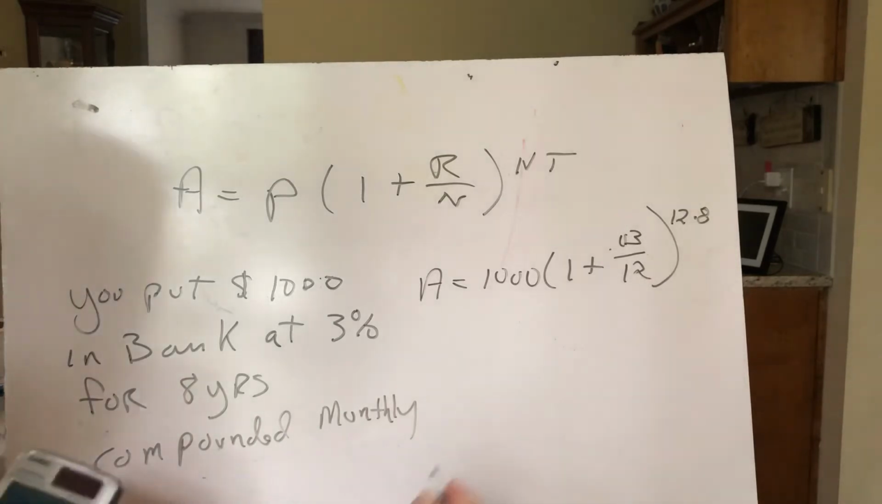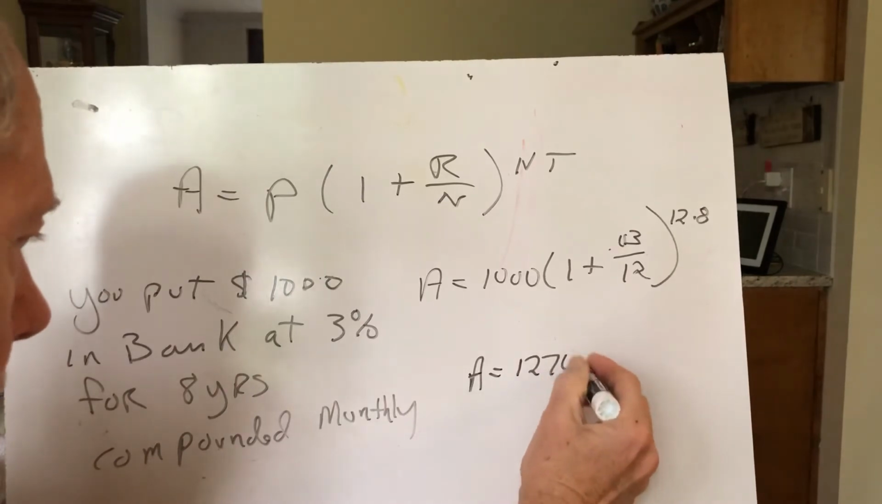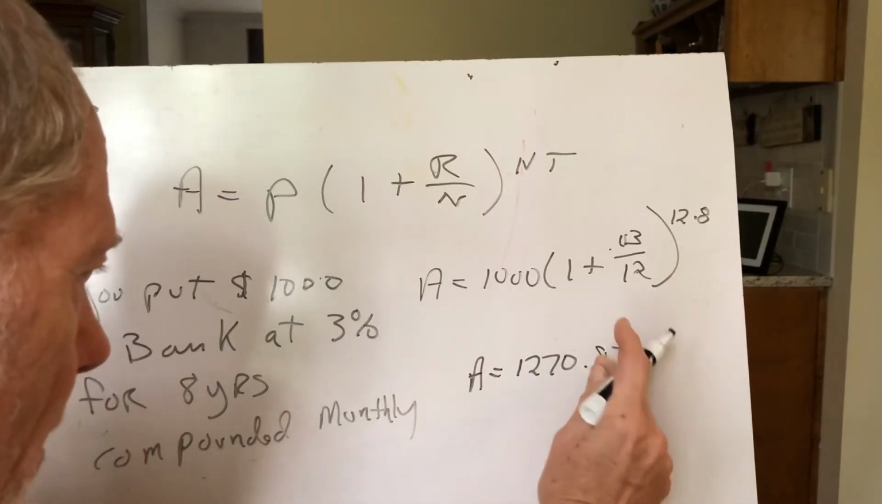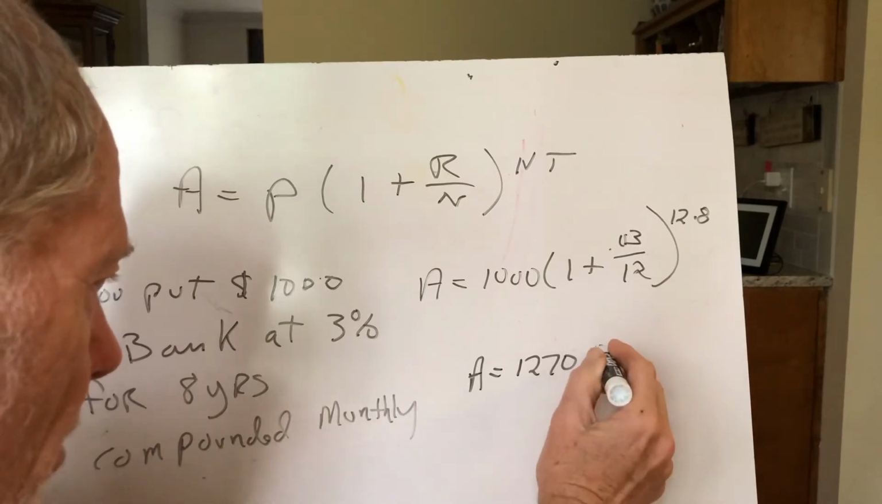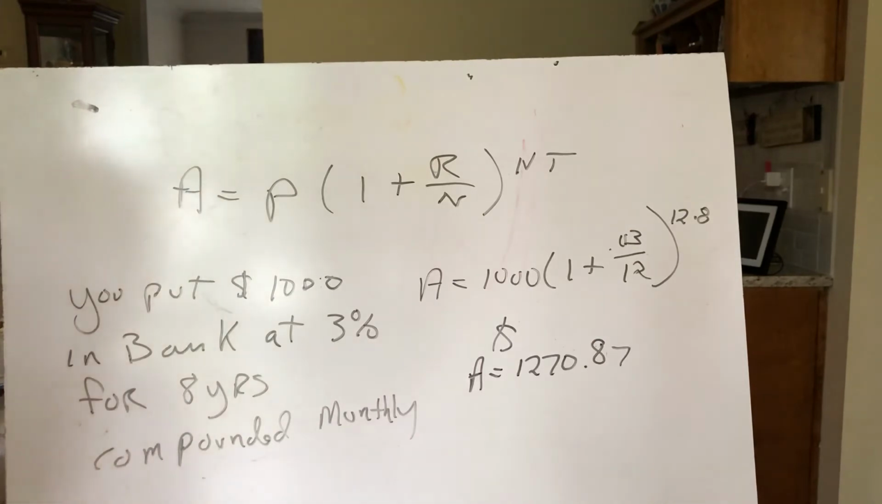I ended up with A equals 1270 and 87 cents if you round off to the nearest penny. So for money, always round off to the nearest penny. Now, how much interest did you make on this? Well, you put in 1,000, subtract 1,000, you made $270.87 interest.